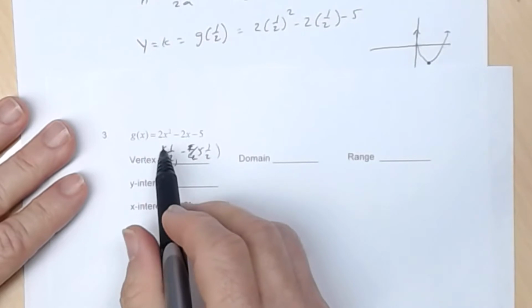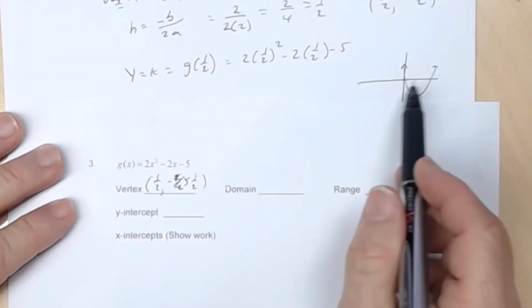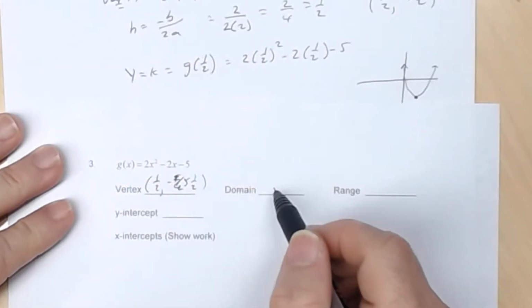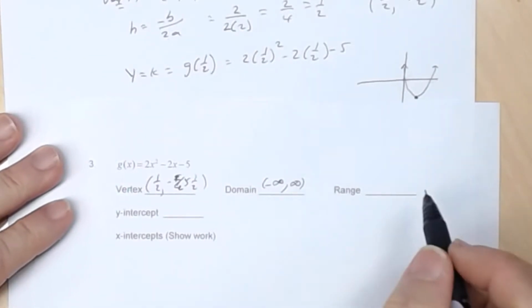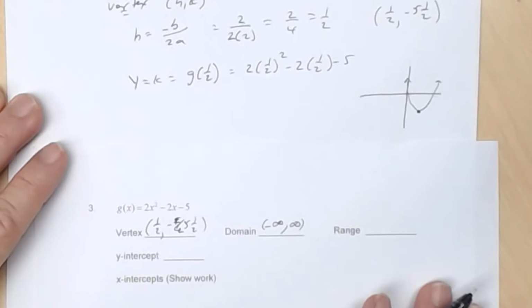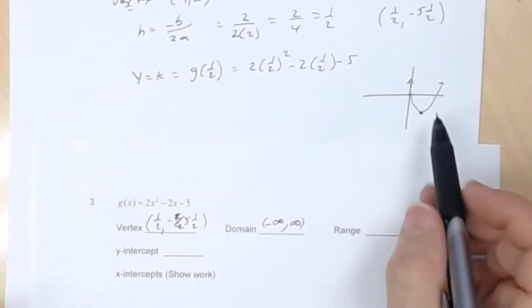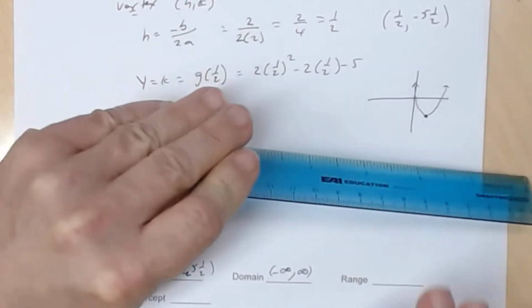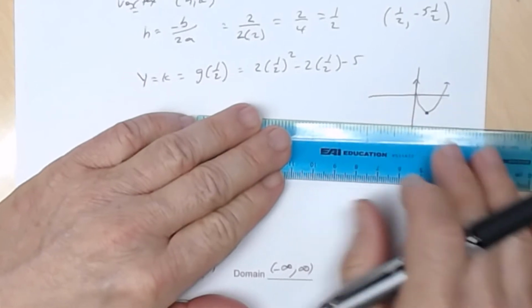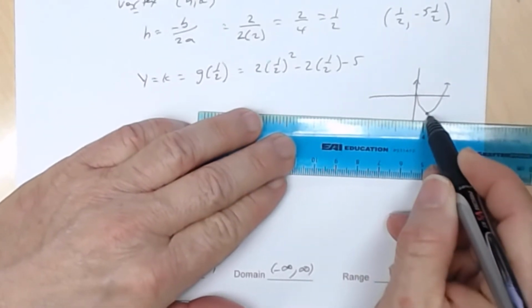Now remember, this is a quadratic function. It's a polynomial function, so the domain is all real numbers, negative infinity to infinity. Now the range depends on where the vertex is and whether it's a max or a min. Notice that this vertex here is a min. To find the range, remember the range is a set of y-coordinates. Since it's opening up, this is the smallest point.